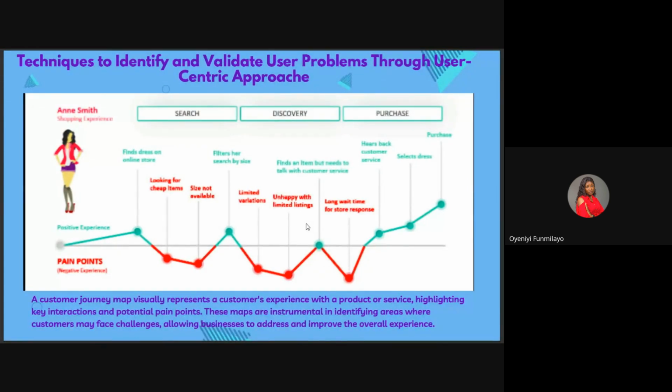So instead of looking for a cheap item now, maybe what this organization, this shopping e-commerce platform can do is maybe they will do a range of prices. Maybe there's one of 2,000, there's one of 5,000, there's one of 10,000. So if you're looking for a cheap thing, you know where you can go and get your cheap thing. So there is something for everybody, and everybody will be happy.